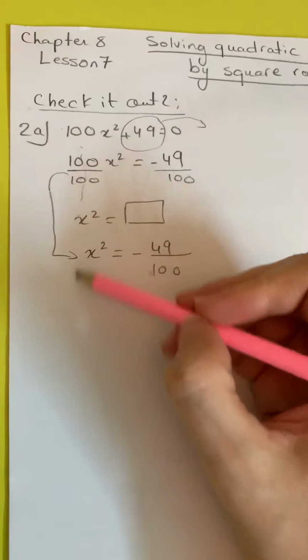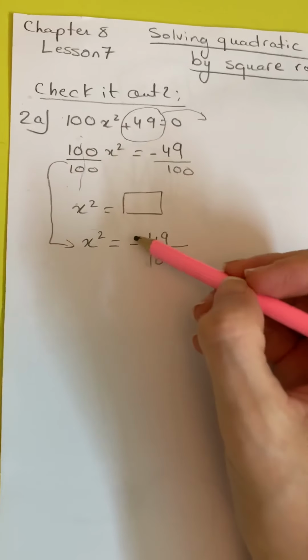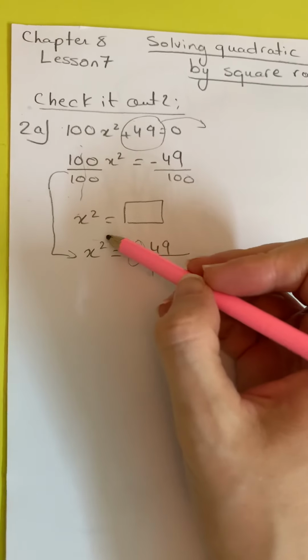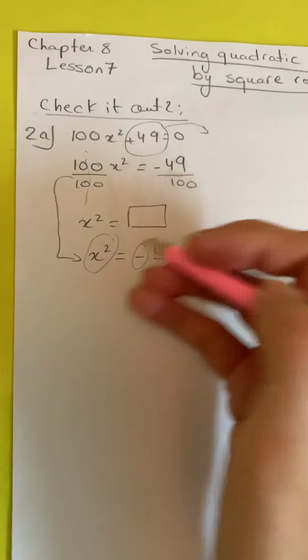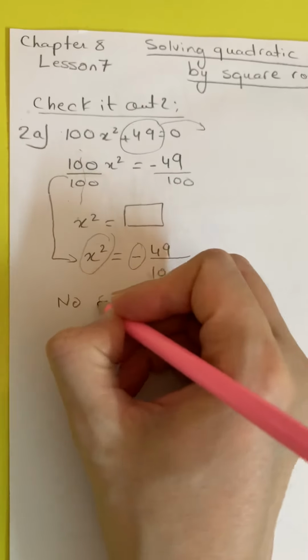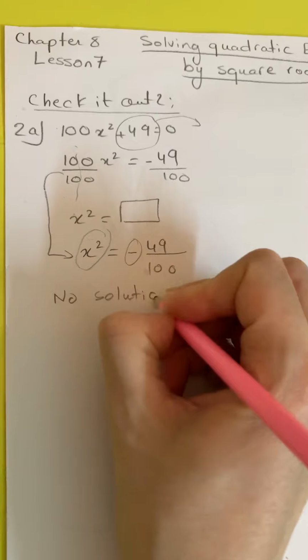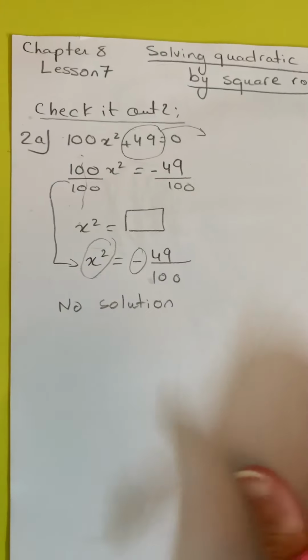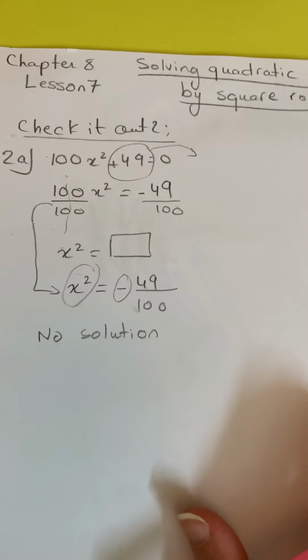Now, before I put the square root sign, you can notice that this is negative, and as we said, this is always positive, so it has no solution. So no need to continue. This is Check It Out 2a.